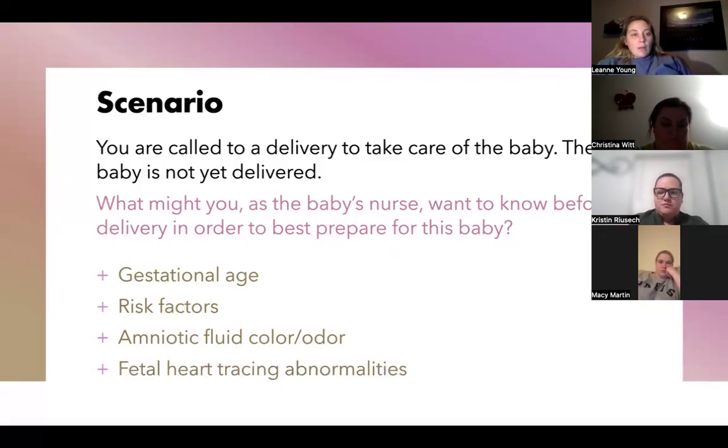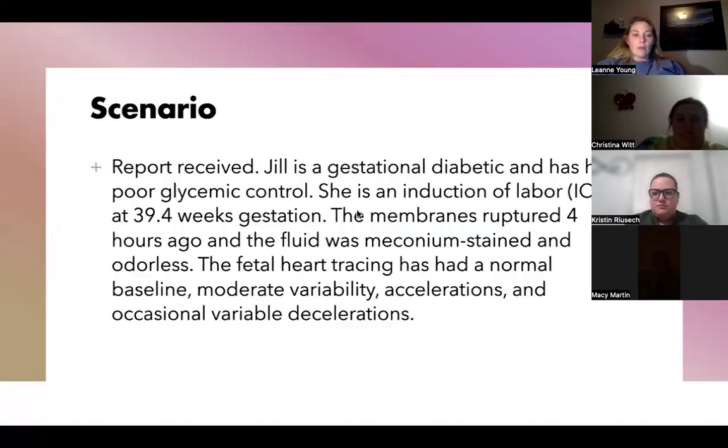Did baby have any weird heart rate abnormalities during labor? Was baby having reoccurring late decelerations? Was baby having really deep variables or repeated variable decelerations, right? These are all things that we're going to need to know.